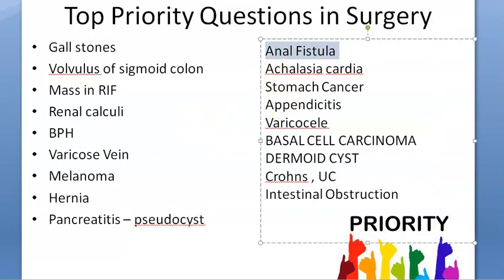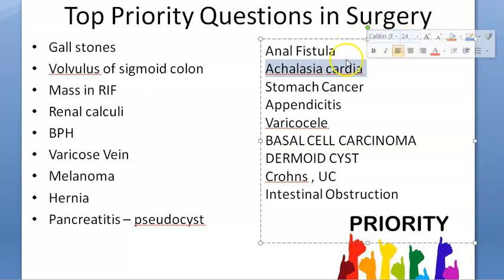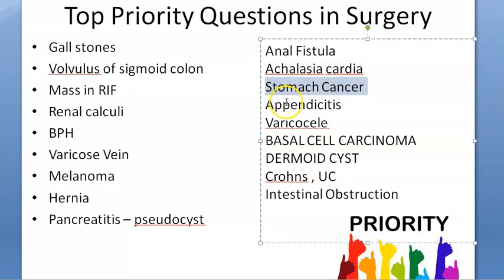Anal fistula, so many types based on the sphincter, whether it is between the internal and external sphincter. Then Goodsall's rule comes in this. Achalasia cardia, basically the lower esophageal sphincter is not relaxing, so it's constricted. So the food doesn't enter the stomach. There'll be a lot of reflux, right? Stomach cancer, you should know about the surgeries that you will do. Appendicitis, you should know about so many signs, roving sign, shifting pain sign. Varicocele, why is it more on the left side? Because of the anatomy of the varicocele.